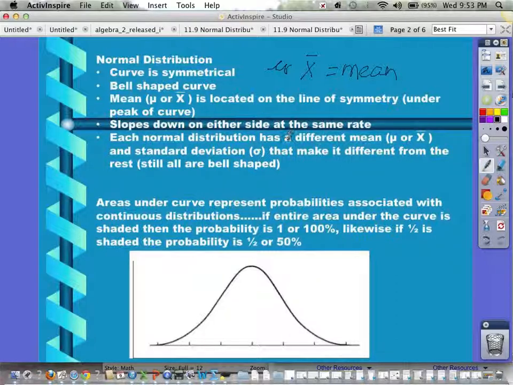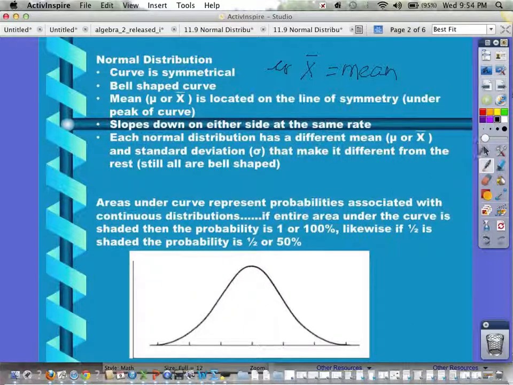Each normal distribution has a different mean, or mu, or x bar, or x hat, and standard deviation, which is this little sigma, it's lowercase sigma, that makes it different from the rest, but they're all still bell-shaped. So areas under the curve represent the probabilities of something associated with a continuous distribution, the probability that an event will occur. If the entire area under the curve is shaded, the probability is 1 or 100%. Likewise, if only half of the bell curve was shaded, then the probability is 1/2 or 50%.